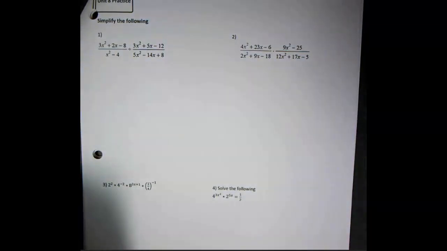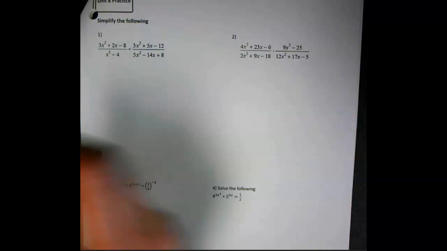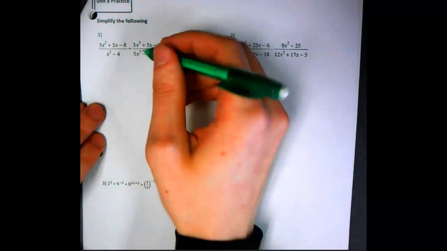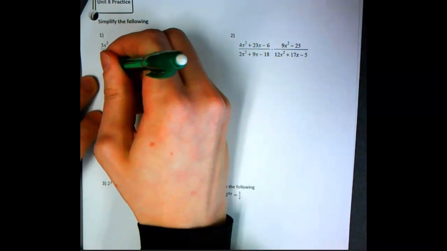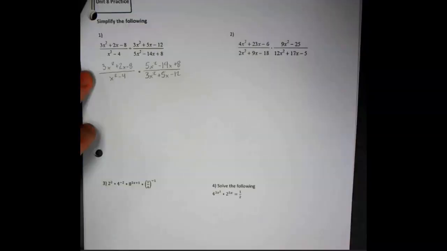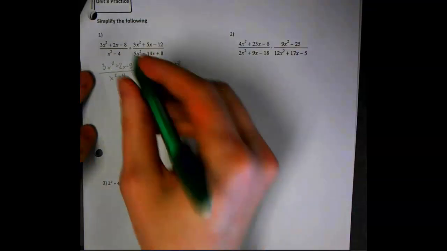Okay, transitions class, we are working on problems 1 through 3 tonight for homework. For number 1, this is just a review. You're just going to first flip the second because we are dividing. So we'll have 3x squared plus 2x minus 8, all that stuff, just like that.